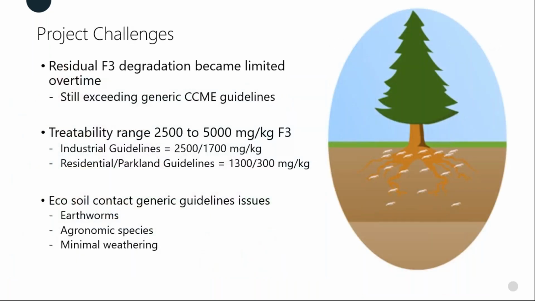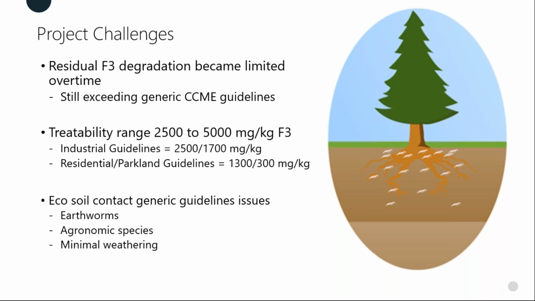However, as happens on many bioremediation projects with heavier ends, the F3 degradation stalled, and they weren't witnessing any more degradation over time. And the levels they were stalled at were still exceeding the generic CCME guidelines. The concentrations of F3 they were seeing in the treatability range were between 2,500 and 500 milligrams per kilogram. And as we know, these are above both the fine and coarse grain material guidelines for industrial or the parkland guidelines for the area.